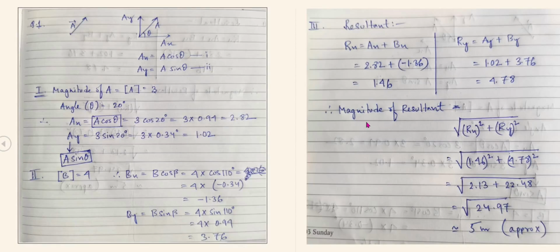Now coming to the point, we have to find the magnitude of the resultant. For this, the formula used is root over Rx square plus Ry square. We will just put the values 1.46 whole square and 4.78 whole square. After calculating, we got root over 24.97, which is nearly 25, and root 25 is obviously 5 meter approx.